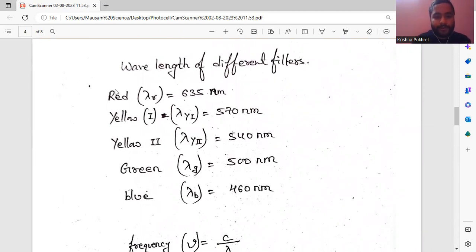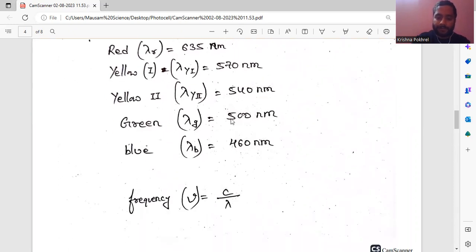If you are using a red color filter, then lambda r will be 635 nanometer. You can convert this by multiplying by 10 to the power minus 9 to convert it into meter. Similarly for yellow 1 and yellow 2, there are two different wavelengths for yellow color. You can be provided any color. Its wavelength is already mentioned on it, so there is no kind of trouble.